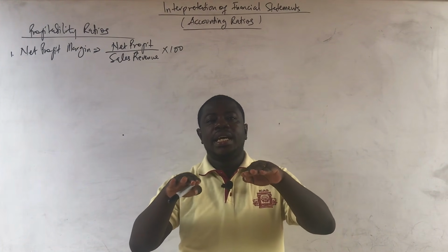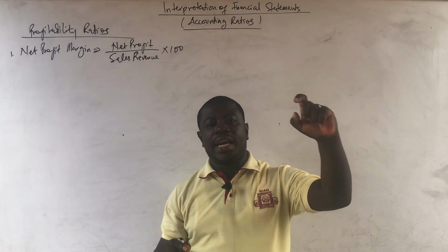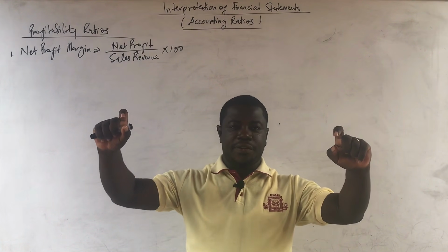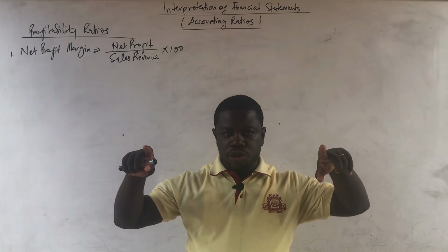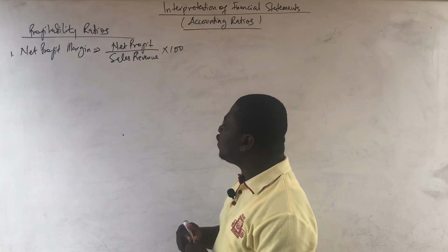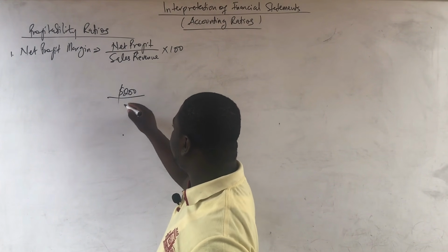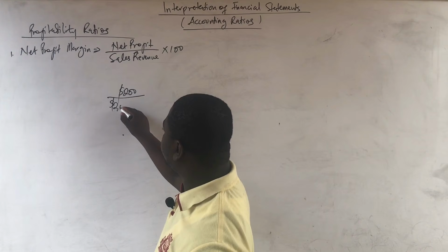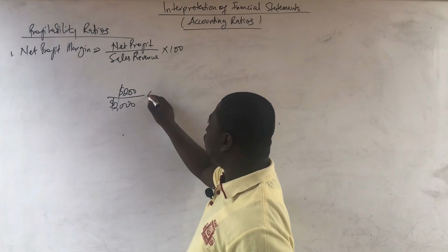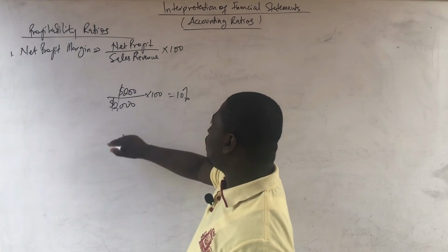What I mean is that whether after tax or before tax, when you are measuring performance, your standard of measurement should be the same as the standard of the industry. That is what you are going to use. But normally we use the net profit after tax. And so if you have, let's say, net profit of $200 and then sales revenue of $2,000 within the year, then if you multiply this by 100, it means that you are getting 10% profit.